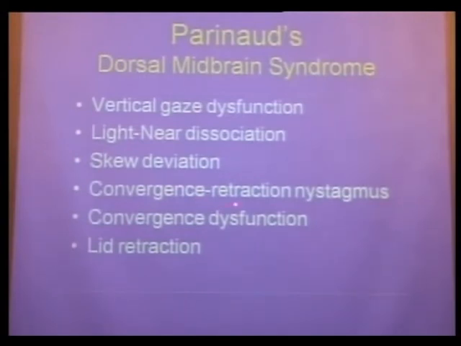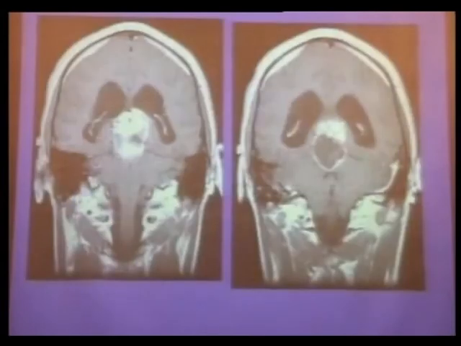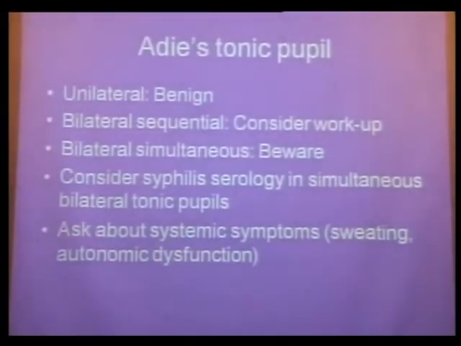The motility was normal. The convergence was normal. So you are convincing yourself that this light-near dissociation of the pupils is not the dorsal midbrain syndrome. A pertinent review of systems was negative. This happened to be a huge, pineal-based mass.